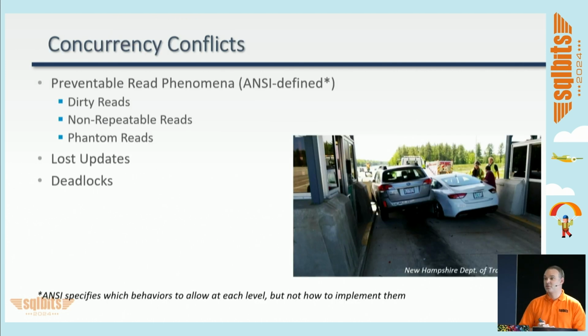There are 3 that are defined by ANSI. They are known as preventable read phenomena. They are dirty reads, non-repeatable reads, and phantom reads. And we'll discuss exactly what those mean in the coming slides.